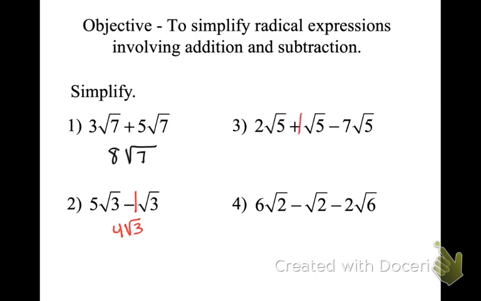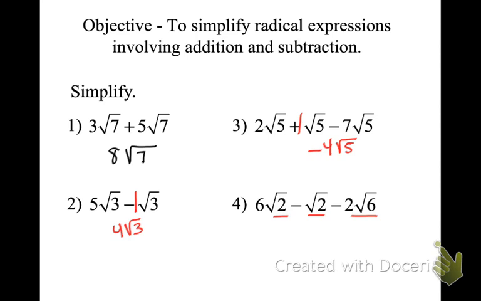I have 2 rad 5 and 1 rad 5. That makes 3 rad 5s minus 7 rad 5s. That makes negative 4 rad 5s. The next one we have 6 rad 2s minus 1 rad 2 minus 2 rad 6. So 6 rad 2 minus 3 rad 2 makes 3 rad. Whoa, look what Miss Yamasaki did. She made a mistake. Notice that these radicals are not the same. Wow, what was I thinking?